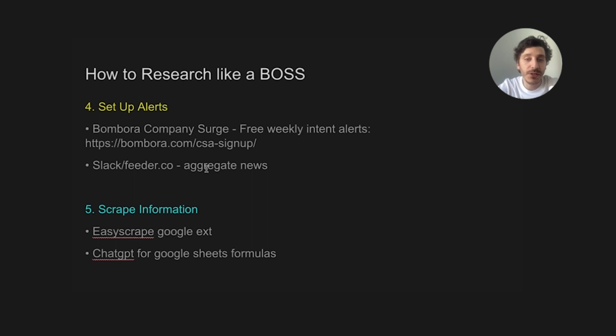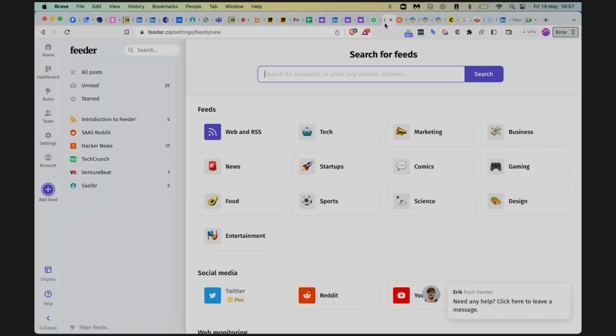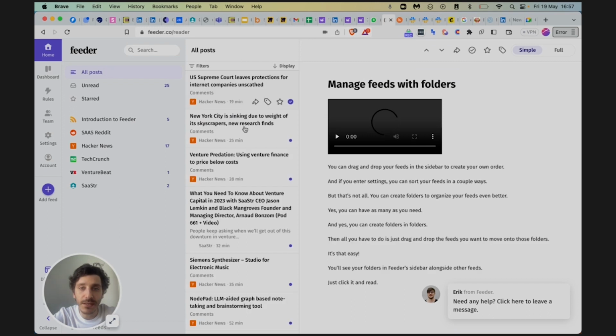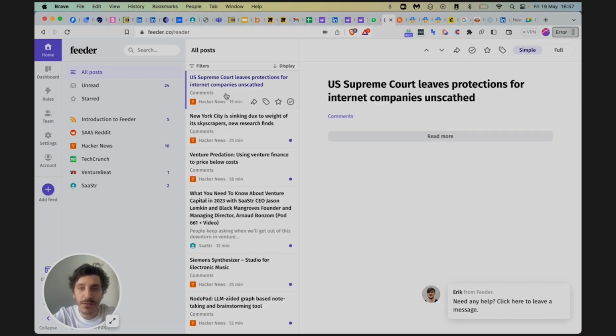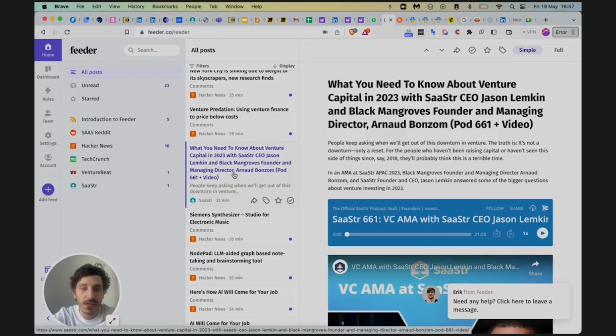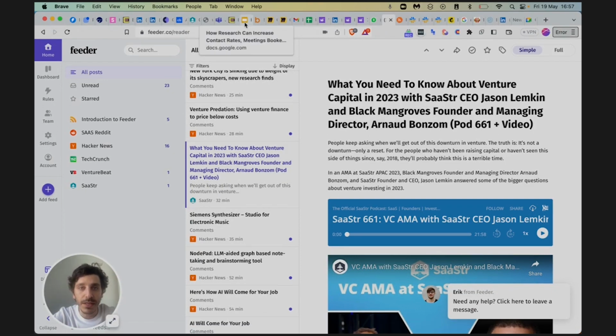Slack, feeder.co, aggregate news. Essentially, once you've found all of those news article places, you can use something like feeder.co, a free resource. You can add 200 news resources to it, and you can see all the posts for the day and just browse through them and see if there's anything that catches your eye. Skim the headlines, see what's happening in the space, and use that information to then mold your outreach. Again, you'll find gems here.